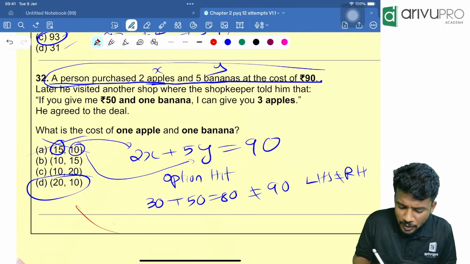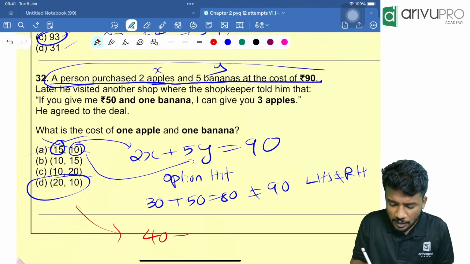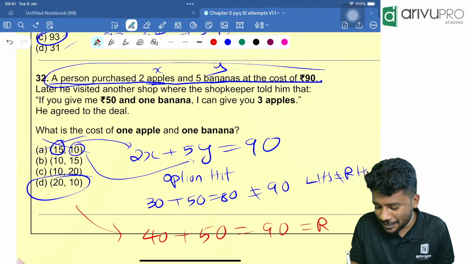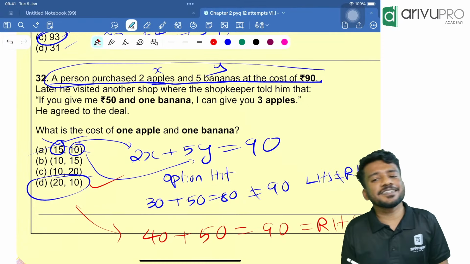Now try option D. So 20 into 2 is how much? 40 plus 5 into 10 is how much? 50, which is equal to 90, which means LHS is equal to RHS. Option D is the right answer.